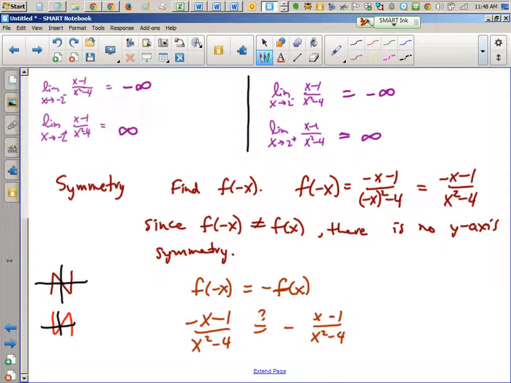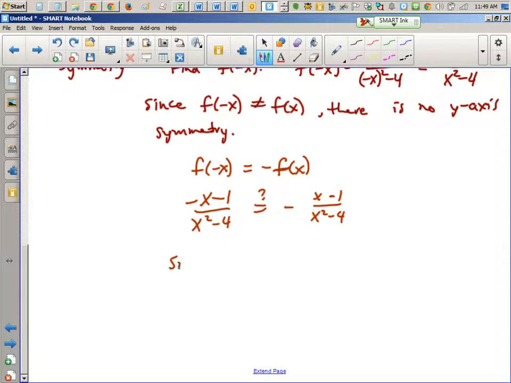Well, they might look kind of the same to you right now, but try plugging in 10, for example. You're going to get negative 11 over 96 equals negative 9 over 96. They're not the same. See? So our conclusion is that it's not one of these types of graphs. It doesn't have this neat origin symmetry, see? All right, so we would just say, since f of negative x is not the same thing as the opposite of f of x, there is no origin symmetry.